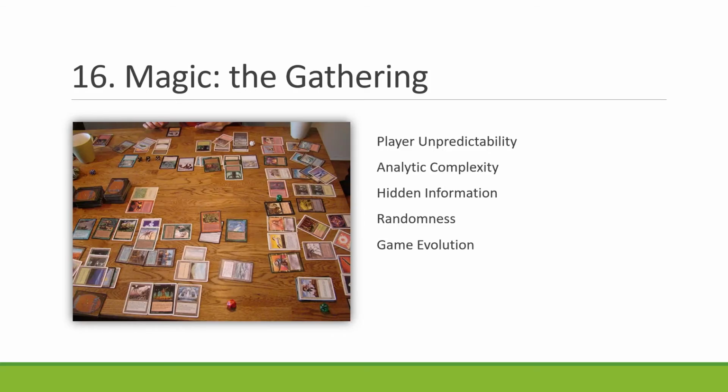And then the last example which Costikyan uses is Magic the Gathering, which is a great example of stressing not just in-game uncertainty, such as player unpredictability, analytic complexity, and so on, but also especially game evolution, because a lot of trying to figure out how to play this game on a long term is about evolving, about both the game rule set evolving and also you changing your own deck and changing your own set of cards in response to other people, and basically changing the way you play.